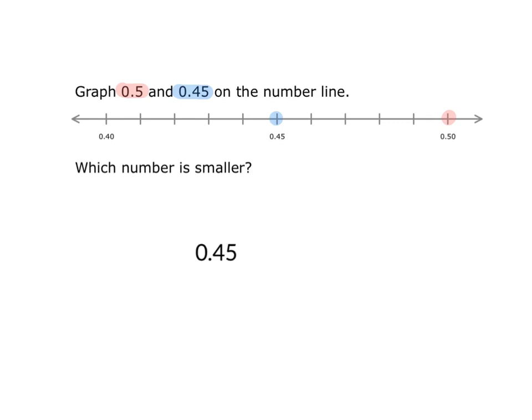Be careful to slow down on questions like this. When you first see it, you might assume that 0.5 is smaller than 0.45 because 5 is less than 45. But when you turn that 0.5 into 0.50, it's a lot easier to see that 0.5 is the larger number.